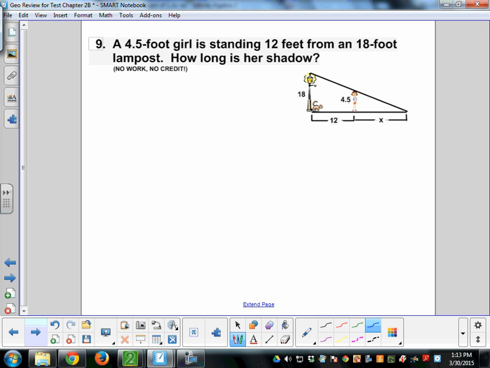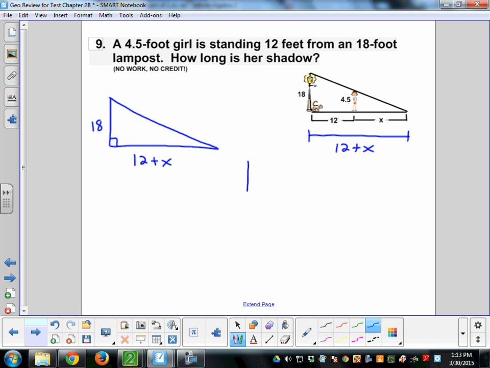Okay, this one's your classic shadow problem. The key here, guys, is seeing that this is not 12. It's 12 plus x. So if I'm redrawing my two triangles, there's the big triangle. That's 18. That's 12 plus x. The small triangle of the girl is 4.5 and x. So that's how you redraw that. And once you have that set up, 18 corresponds with 4.5, and 12 plus x corresponds with x.